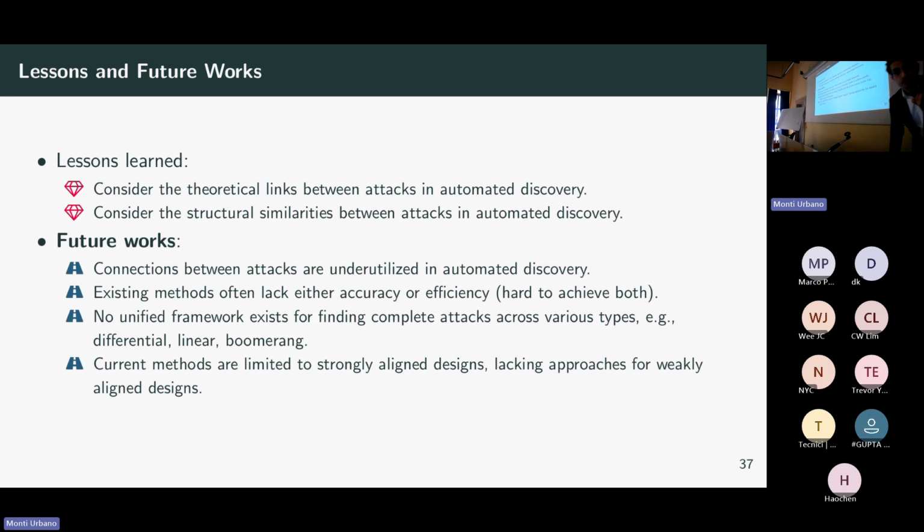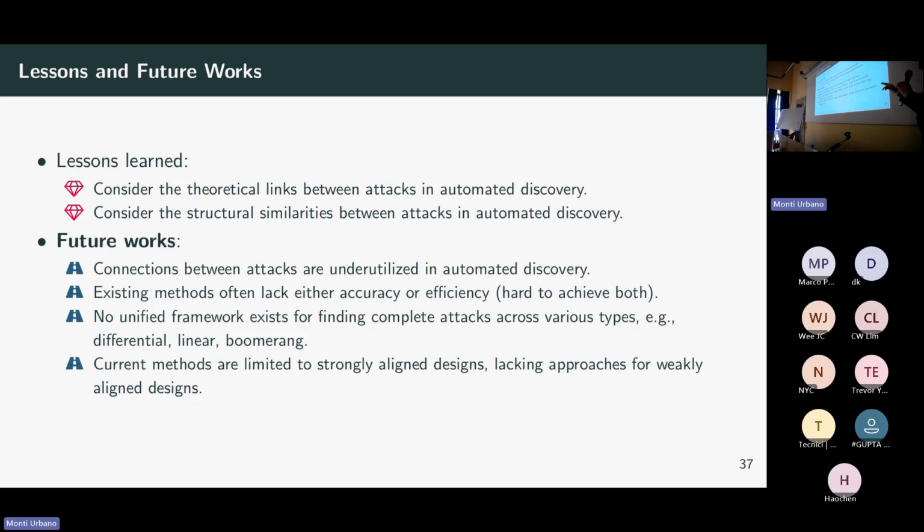But I'm going to finish my presentation with proposing some future works. First, the lessons that we learned. Please consider the theoretical links and structural similarities between attacks when you want to do something. Maybe there is something faster out there, but you're ignoring it. But the future works, I believe the connections between attacks have not been well utilized so far, to be honest. We don't have too much knowledge about the relation between attacks. And if we find a relation, maybe we can just reuse the most efficient tools from one attack type to another, okay? This is one point.